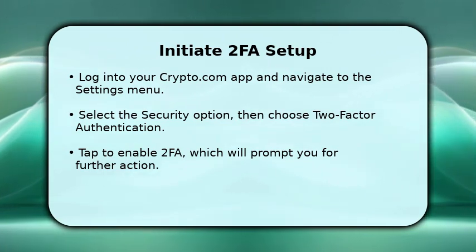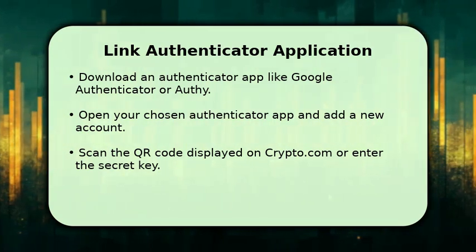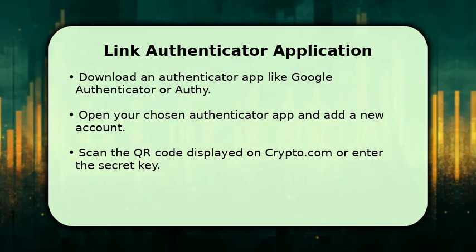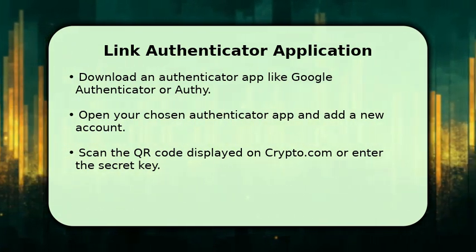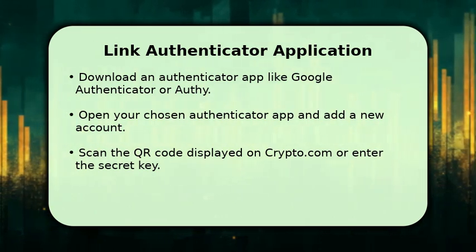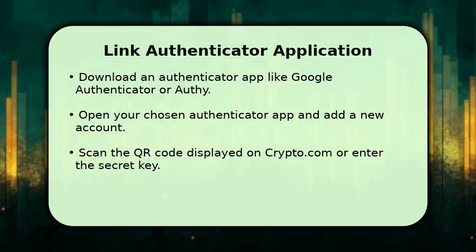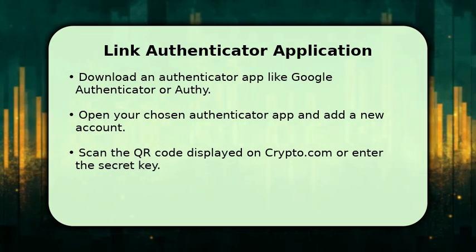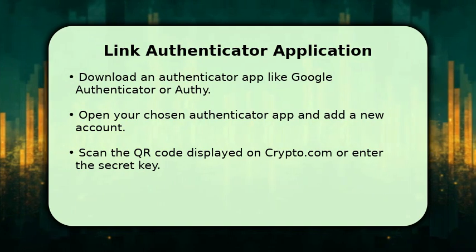securing your account. Now, you will need an authenticator application on your mobile device, such as Google Authenticator or Authy. Open your chosen authenticator app and select the option to add a new account. You can either scan the QR code shown on your crypto.com app screen or manually enter the provided secret key. Once linked, your authenticator app will immediately begin generating a new 6-digit code every 30 seconds.